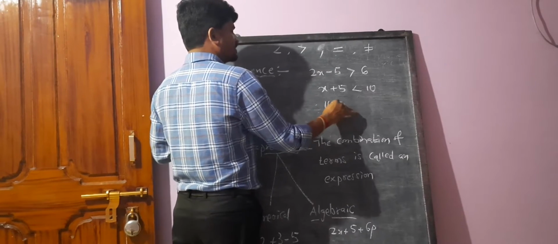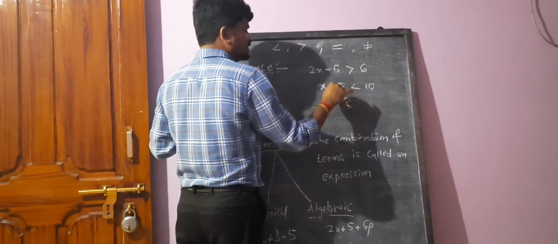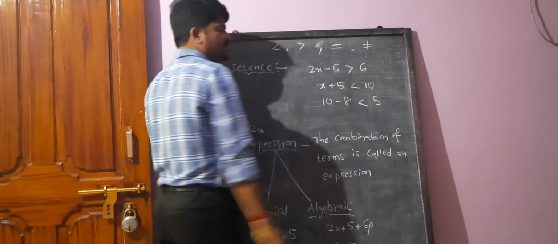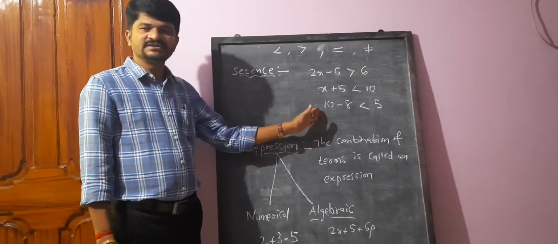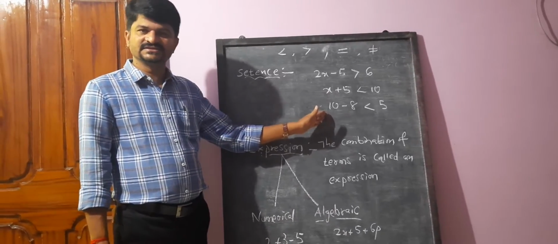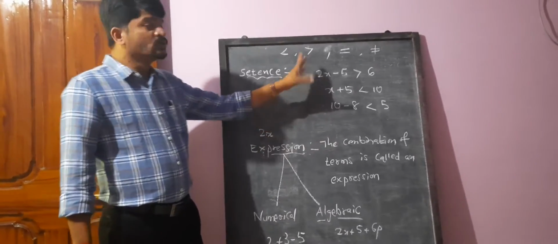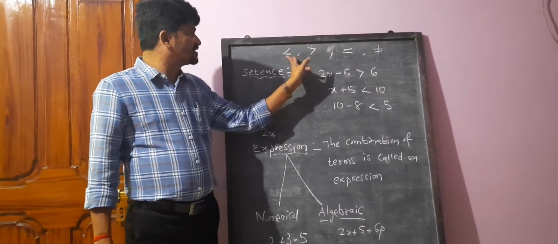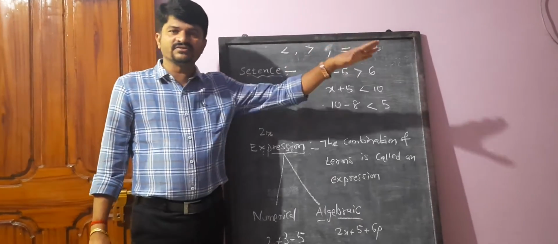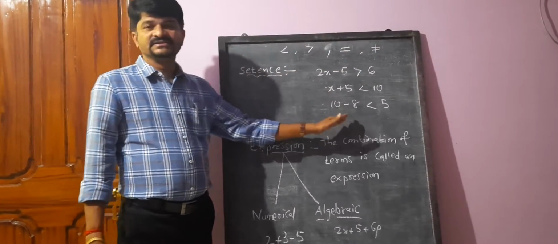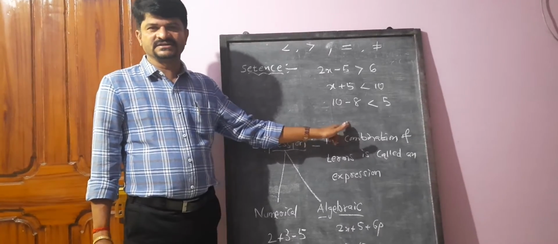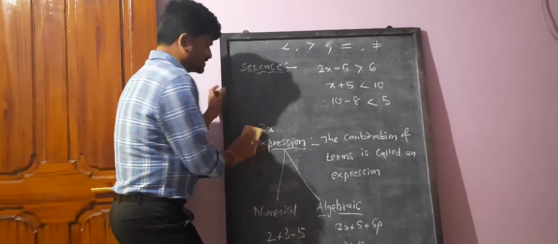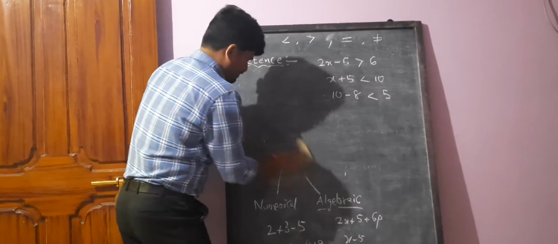For example, 10 minus 8 less than 5. These are all sentences only. Is it clear? Sentences mean two or more expressions joined by either the less than symbol or the greater than symbol or equality or not equal signs. These are called sentences. Is it clear, children?